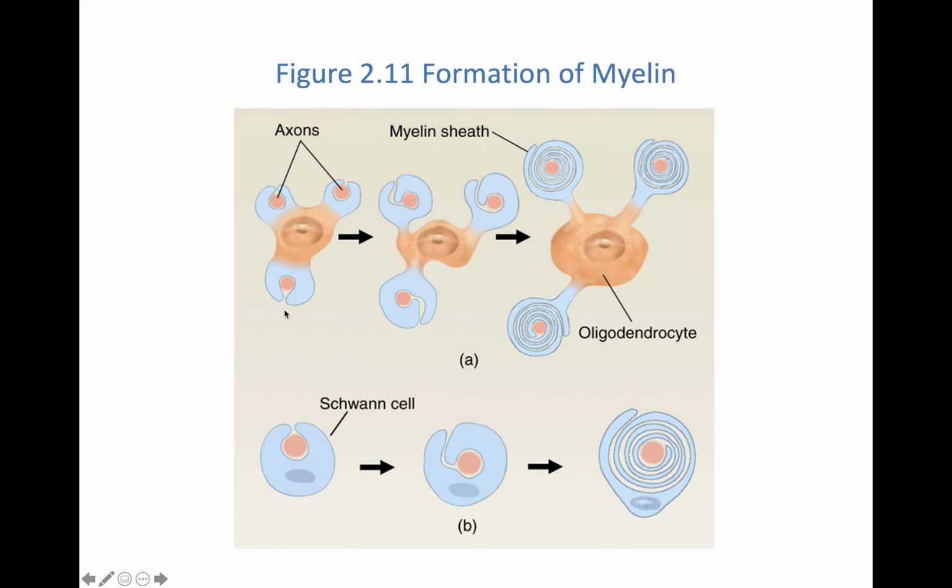The other difference, other than location, is illustrated here. Oligodendrocytes can myelinate multiple axons. So a single oligo can myelinate multiple axons, whereas a single Schwann cell can only myelinate one axon.